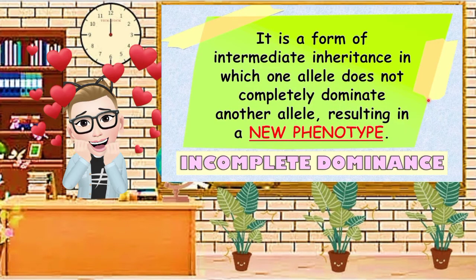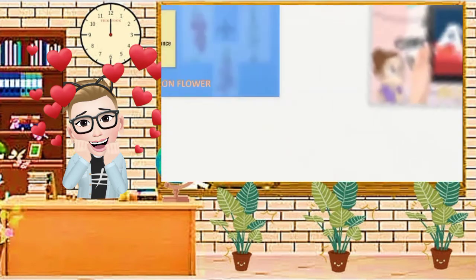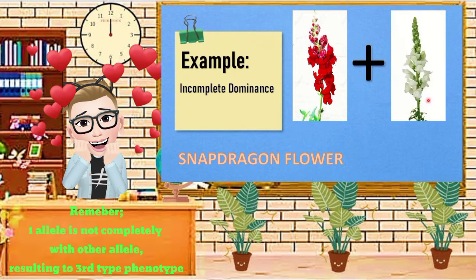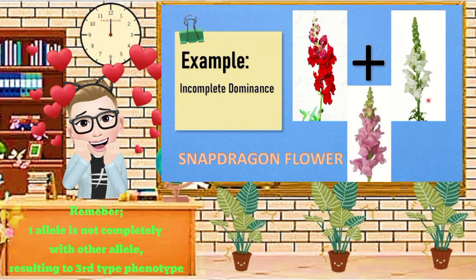Incomplete dominance. It is a form of intermediate inheritance in which one allele does not completely dominate another allele, resulting in a new phenotype or third type phenotype or a new trait. Let's have an example. We have a red snapdragon flower crossed with a white snapdragon flower, resulting in a pink snapdragon flower, meaning to say one allele is not completely dominant over another allele, resulting in a third type of phenotype or a new trait which is colored pink.